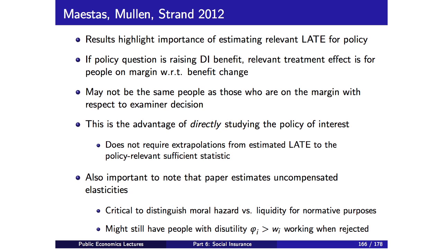So if you map this back to the sufficient statistic type of logic, what you'd have to do here is extrapolate from the weight that you're able to estimate to whatever the weight would be if you changed benefits.